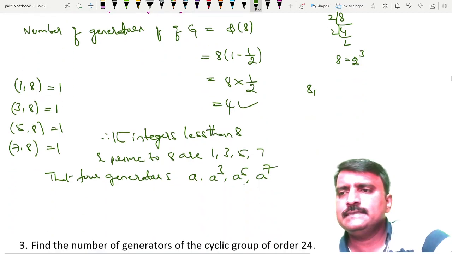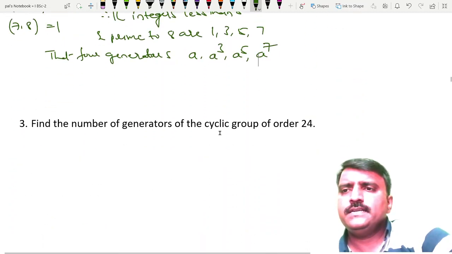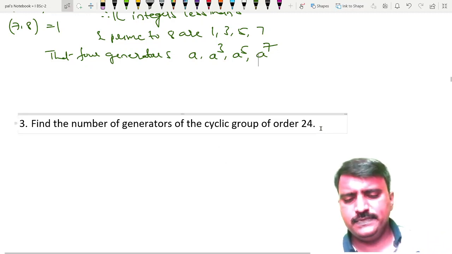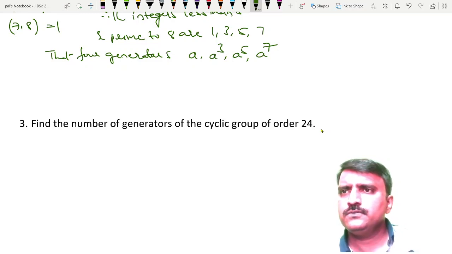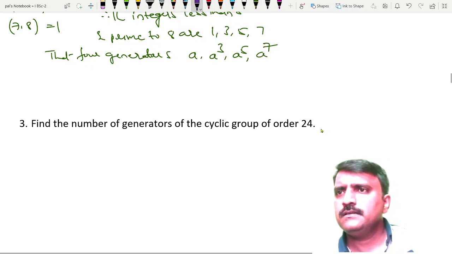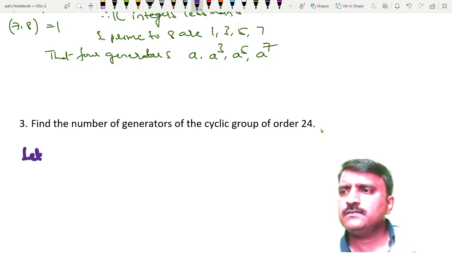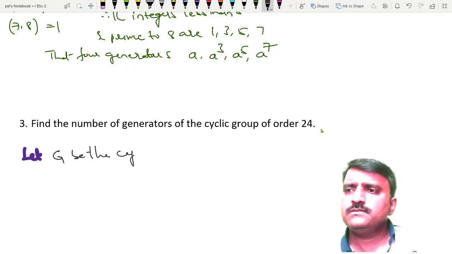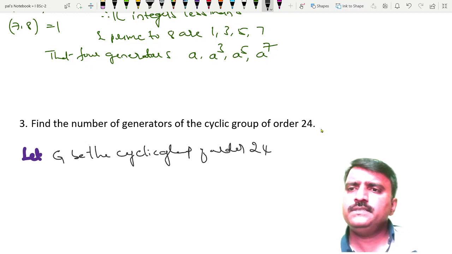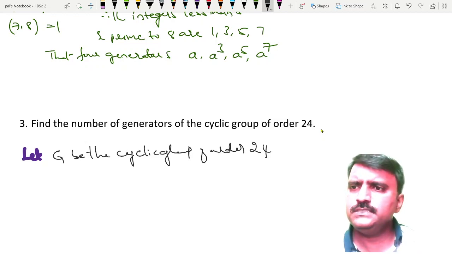Next, find the number of generators of the cyclic group of order 24. Same problem. Let G be the cyclic group of order 24. So the order of G is 24.